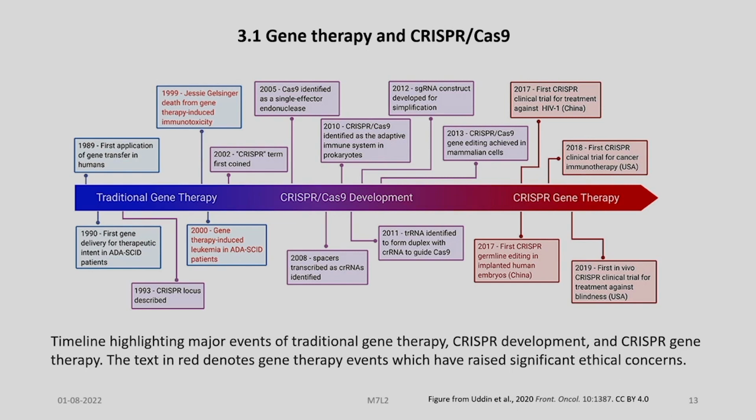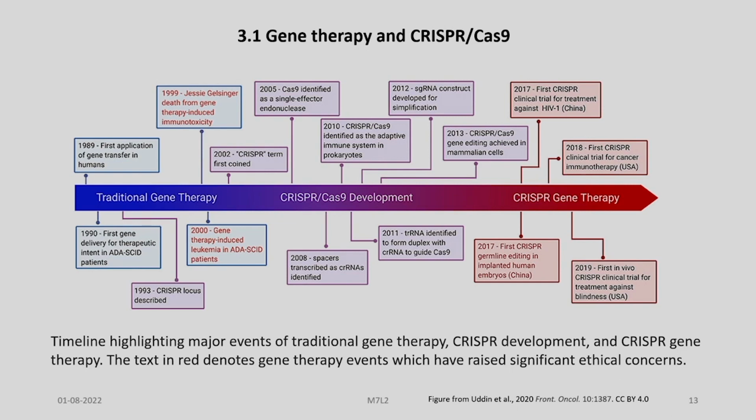In 1993 the CRISPR locus was described. We have discussed this earlier. In 1999, Jesse Gelsinger's death occurred from gene therapy induced immunotoxicity, which was an unfortunate event, and also in 2000 gene therapy induced leukemia in ADA-SCID patients was reported. So, these two events were a setback in the progress of gene therapy, and it took many years to bring gene therapy back into clinical trials due to these events.